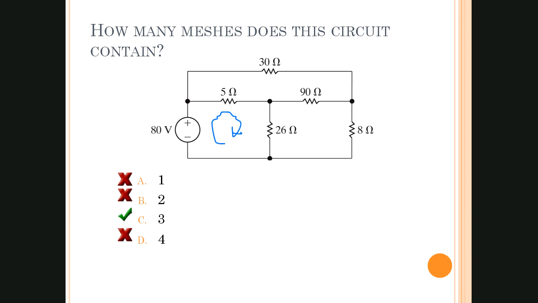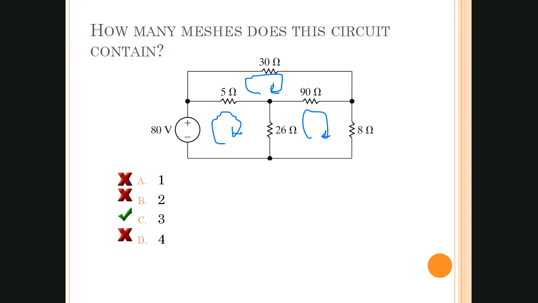So this is another loop. And again, I'm sorry I don't have a good mouse to write with. And this is another loop. Now you can see that you can't break these loops any further. And so that's a good indicator that you have a good mesh. Right? And so to answer this question, how many meshes does this circuit contain? 1, 2, 3.